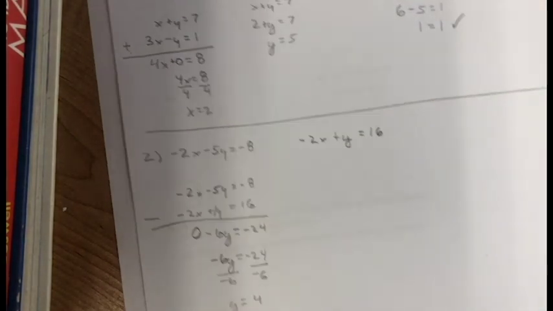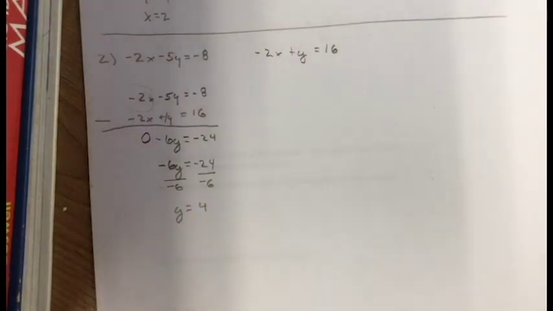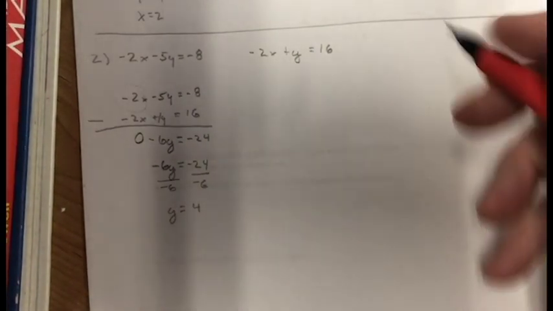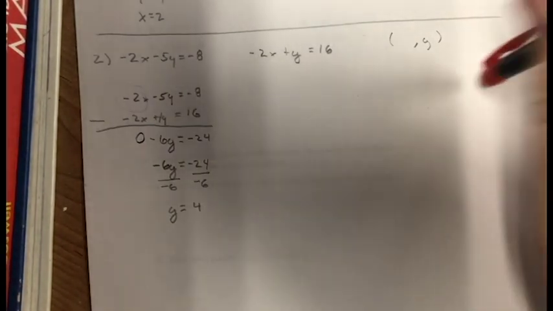Oops, I'm sorry, I went off the page. All right, so y is equal to a positive 4. Pause the video if you need to kind of go back and look at that again. I apologize. All right, now that I know what y is, I am going to put that up here so I don't forget it.